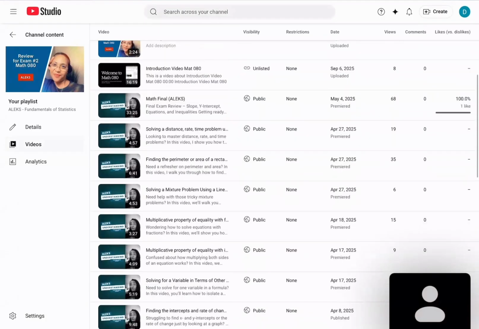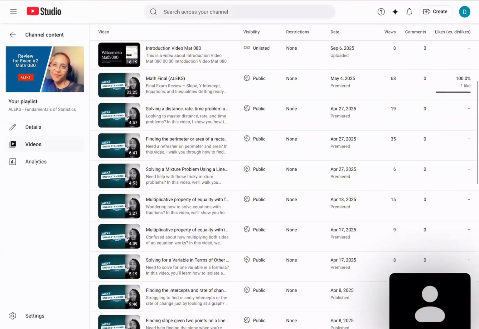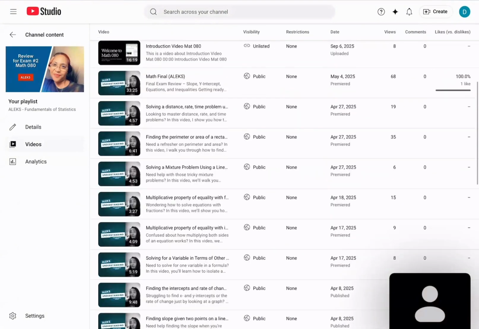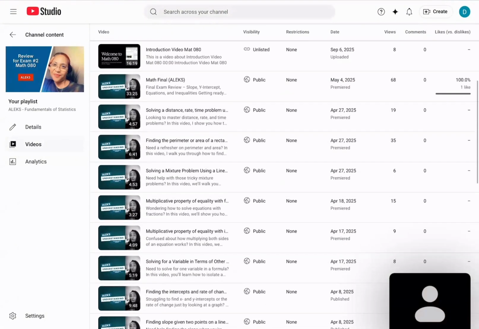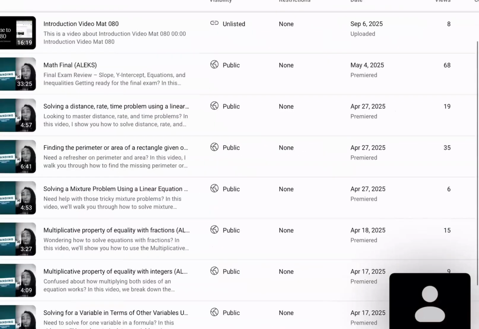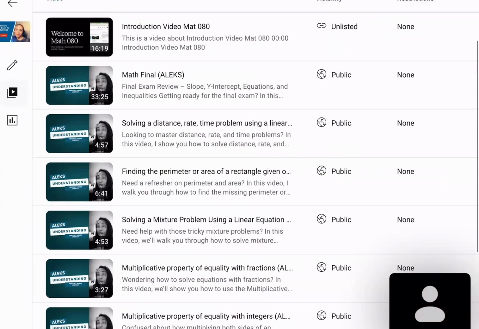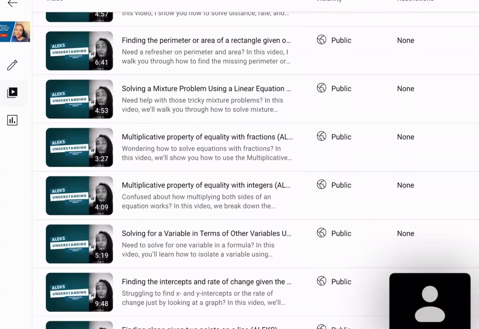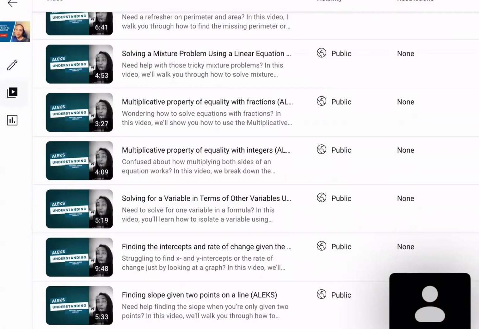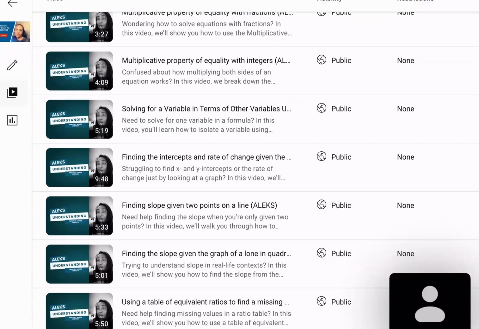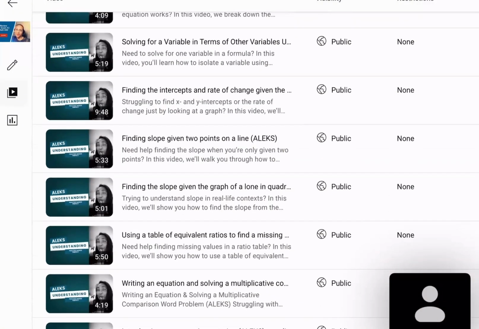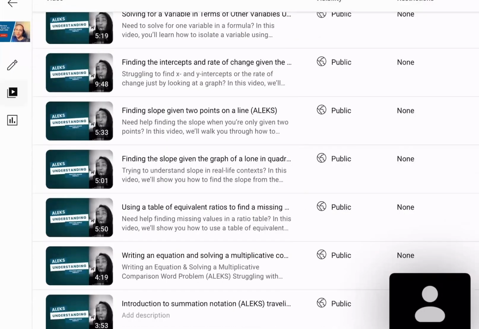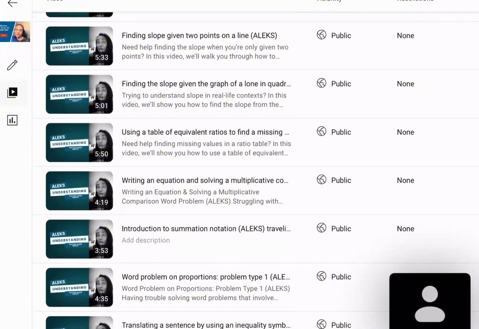This is the old math final, but it's the same topics. The one where you see math final. But you see I have solving distance. I thought I could blow it up. Oh, there we go. Solving distance, rate, and time problems, finding the perimeter of an area, solving mixture problems. So I'm not sure. Finding the slope of 2 points, that's on the final. Finding the slope given the graph, yep, that's on the final.